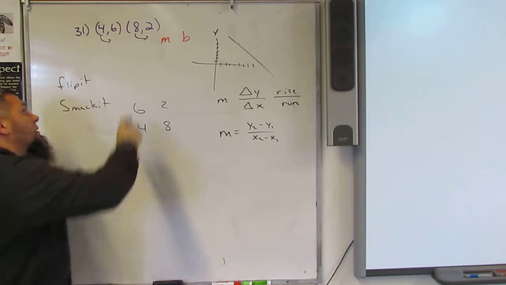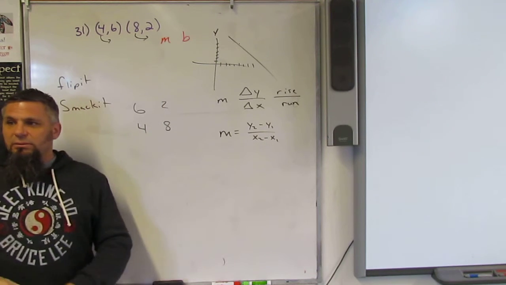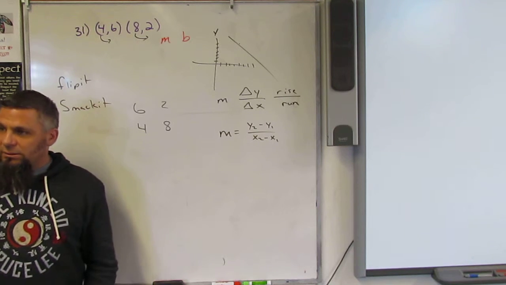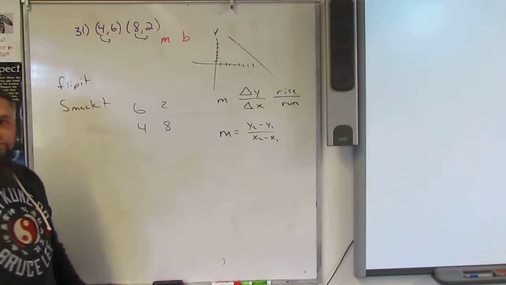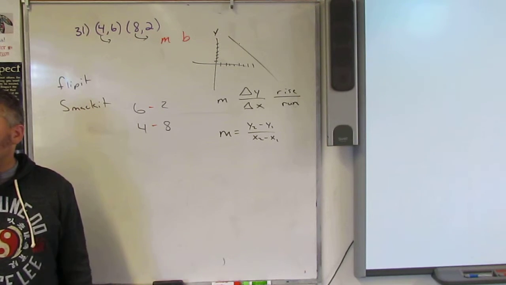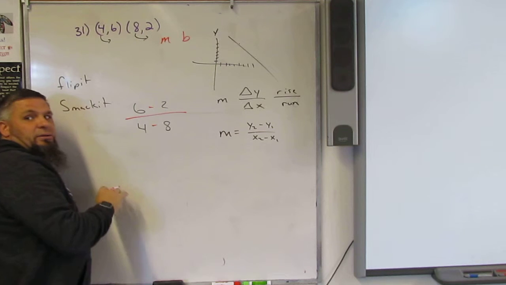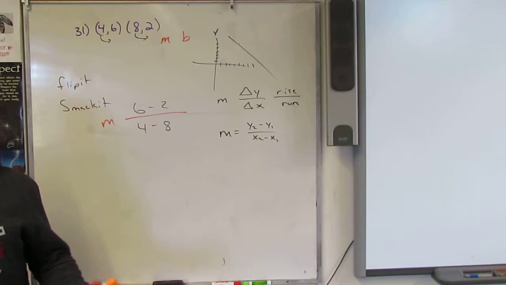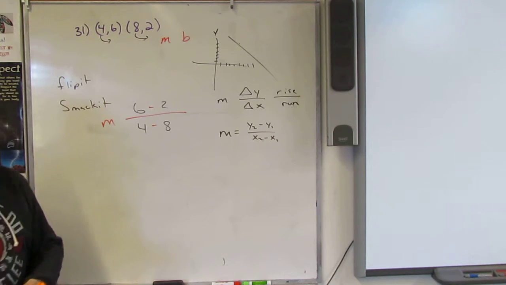6 over 4. Stacking it, 2 over 8. Then you worry about smacking it. Up top and down low. And you go with it. You run it. And that's it. That's your slope. It's that simple. Now all you got to do is the math.